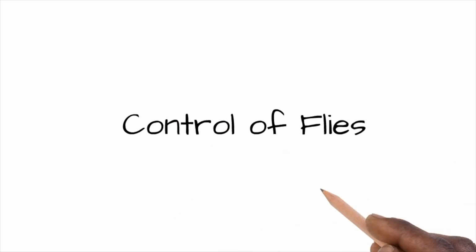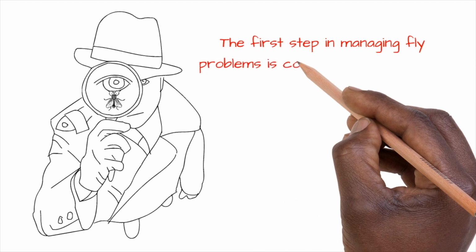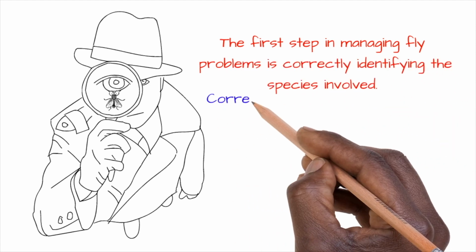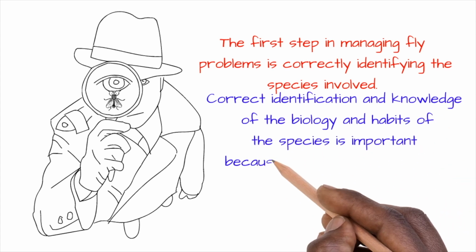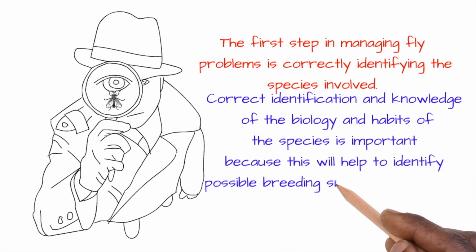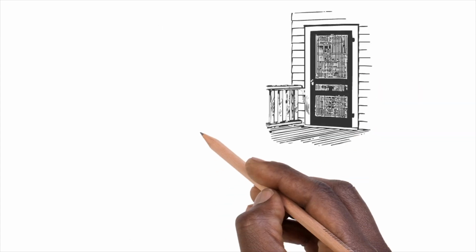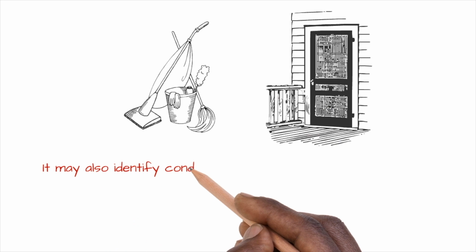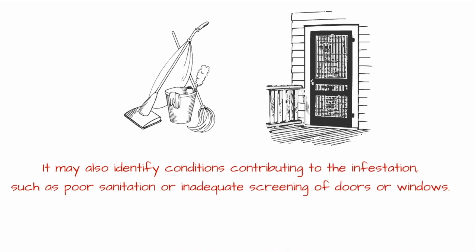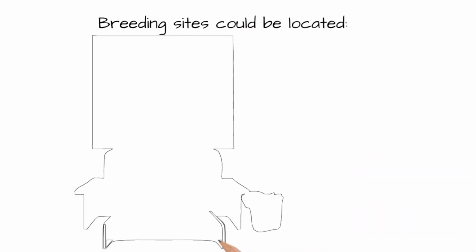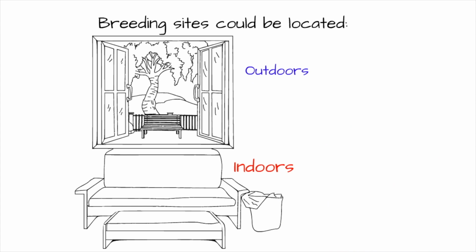Control of flies. The first step in managing fly problems is correctly identifying the species involved. Correct identification and knowledge of the biology and habits of the species is important because this will help to identify possible breeding sites that need to be targeted for corrective action. It may also identify conditions contributing to the infestation such as poor sanitation or inadequate screening of doors or windows. Breeding sites could be located indoors or outdoors, so control needs to be tailored with this in mind.